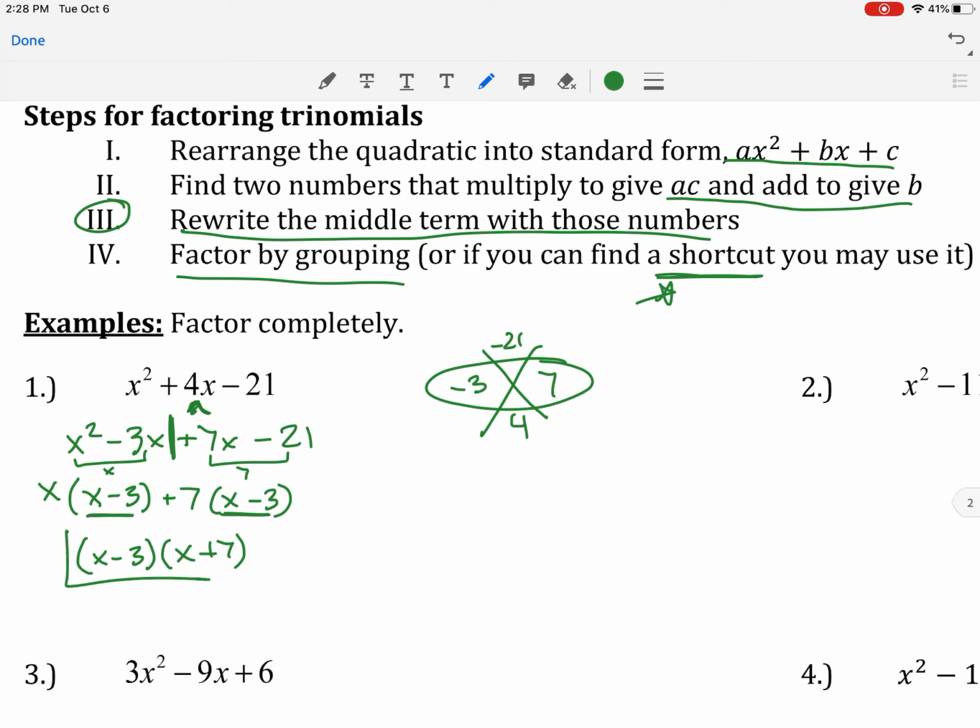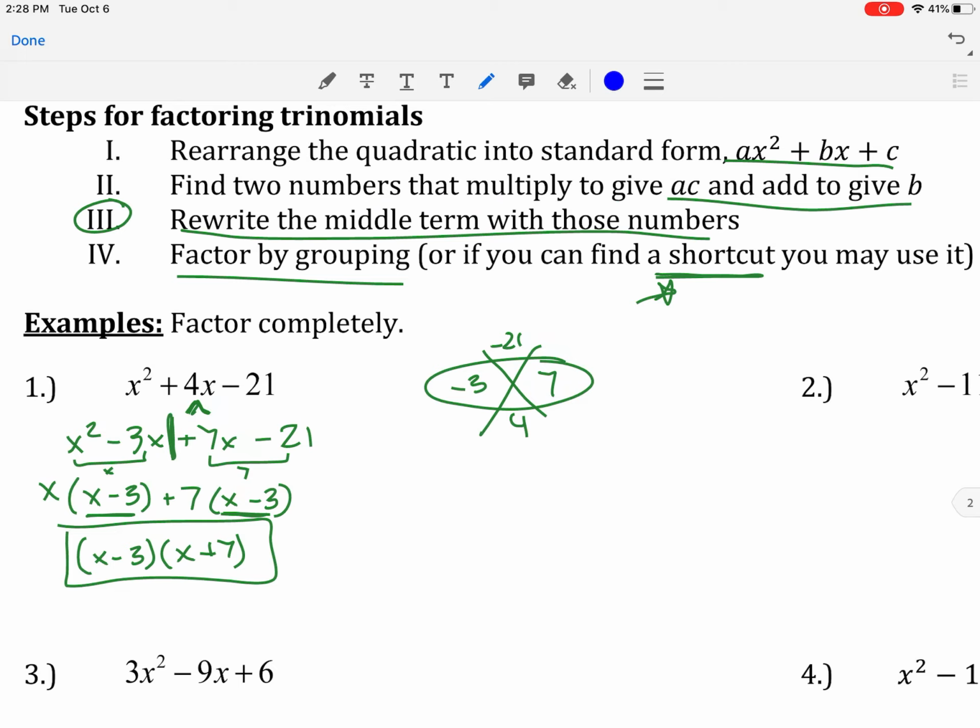And then I'm left with x plus 7. So there we go. Can you see a shortcut? Can I jump straight from, can I skip any of these steps? And the answer is yes.